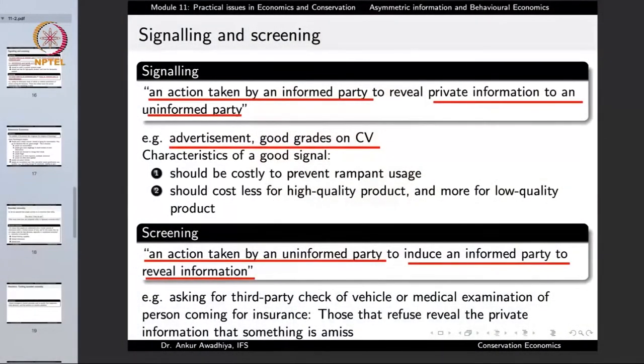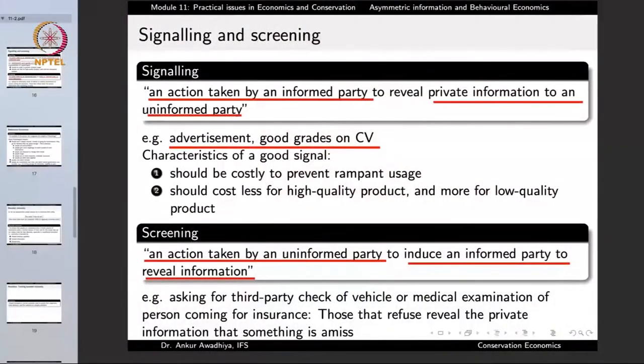Now, another example is the medical examination of a person who is coming for insurance. When somebody comes to get a medical insurance or a life insurance, the insurance company generally asks that person to go for a medical examination, get a medical certificate about how fit you are, so that if he or she has any underlying diseases, that should come up, and that would influence the rates at which the insurance will be provided to the person.